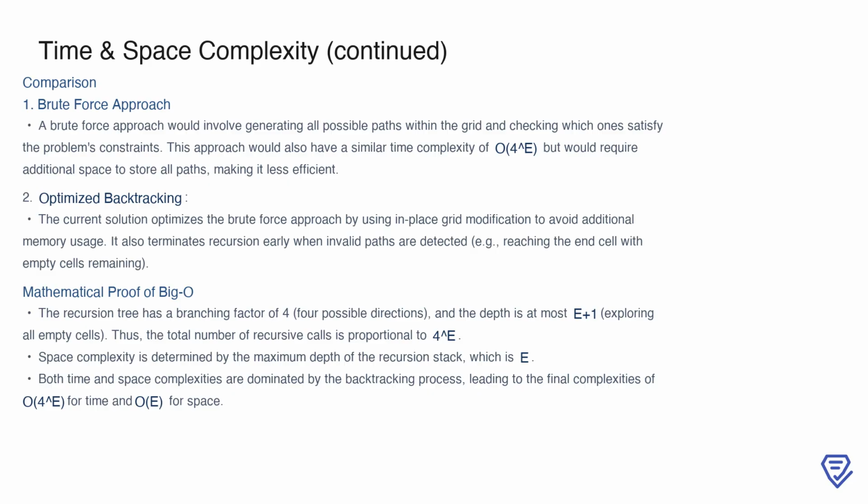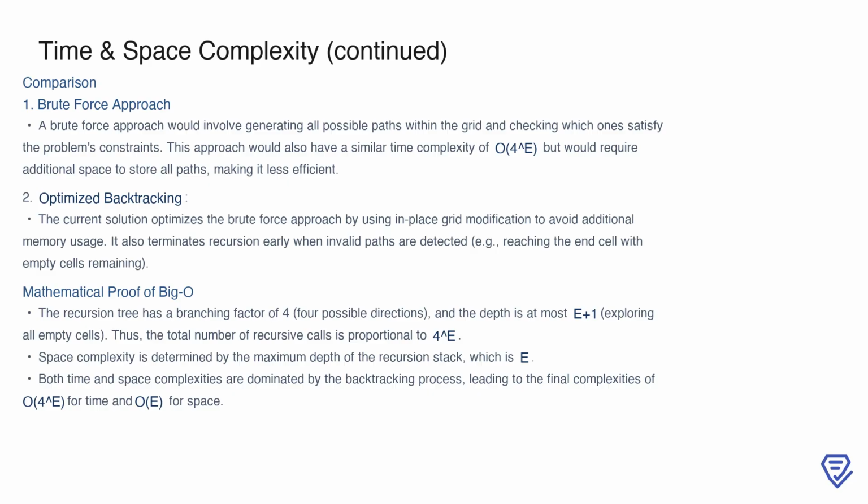The optimized backtracking solution, on the other hand, uses in-place grid modification to avoid this extra memory usage. It also terminates recursion early when it detects invalid paths, such as reaching the end cell with unvisited empty cells remaining.